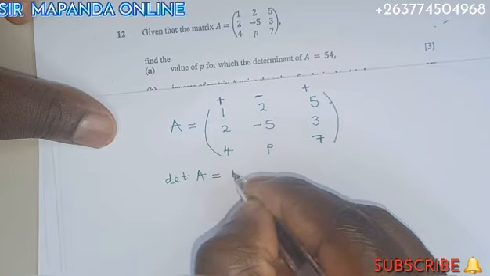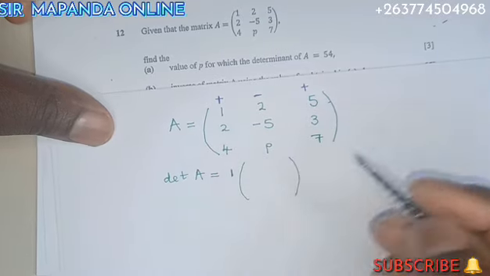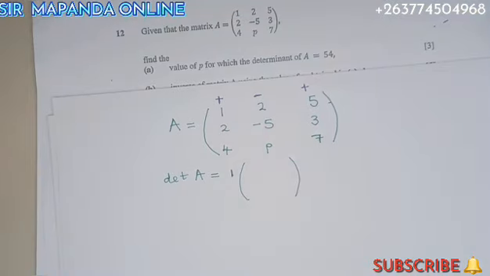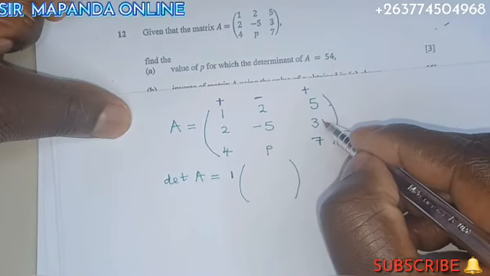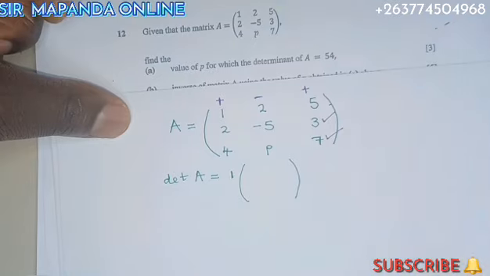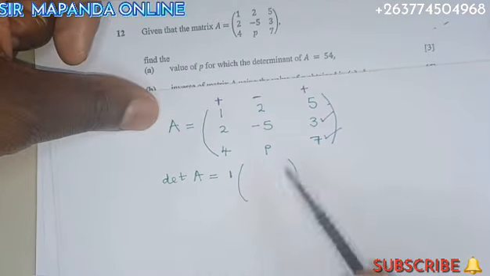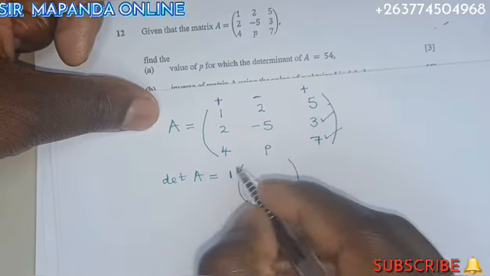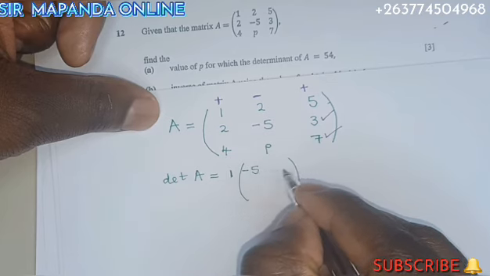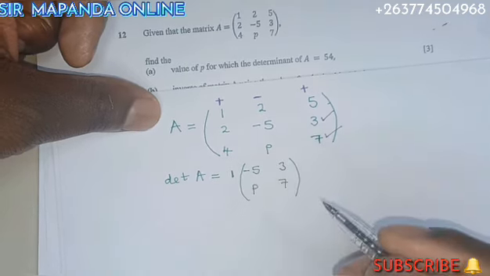I'm going to start by writing plus 1, then I put an open bracket to prepare for a 2 by 2 matrix. We need to identify 4 numbers which are located in the second row and in the third row, but which are not in the same column with 1. So the numbers are minus 5, 3, P, and 7. So I'm going to write minus 5 here, 3 here, P, and 7.